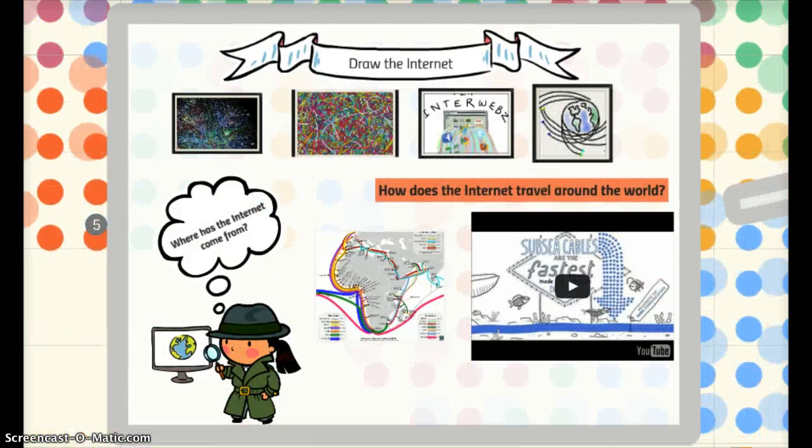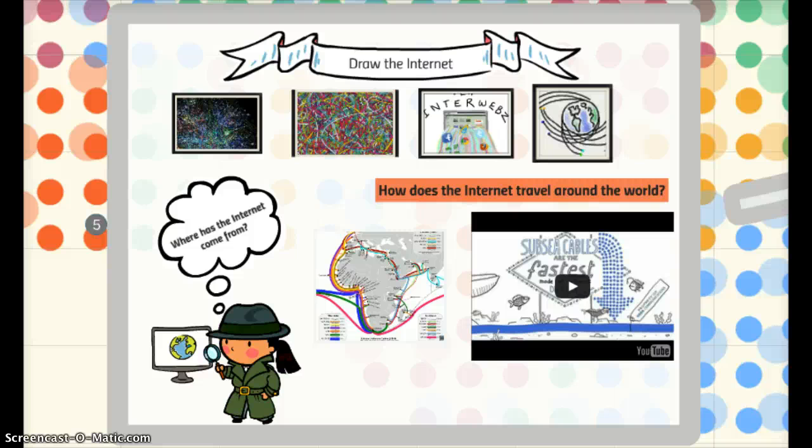I would firstly do this through getting the children to attempt to draw the internet, asking them to consider where it comes from. This would form an elicitation activity, identifying their existing knowledge and any key misconceptions that needed to be addressed. Knight identifies that the elicitation of prior knowledge is a vital step for any block of work, signifying the importance of such an activity for children's learning.